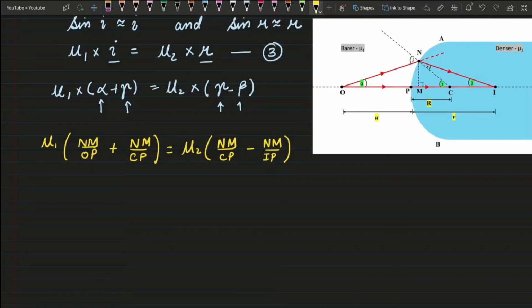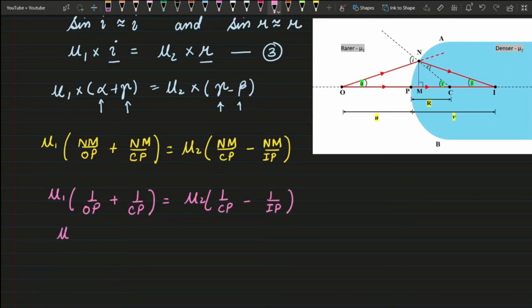So I will take nm common from both sides and it will be cancelled out. So I will be left with this equation: mu1 into 1 upon OP plus 1 upon CP will be equal to mu2 into 1 upon CP minus 1 upon IP. Now open the bracket and multiply with mu1 and mu2, so it will be mu1 upon OP plus mu1 upon CP equal to mu2 upon CP minus mu2 upon IP.